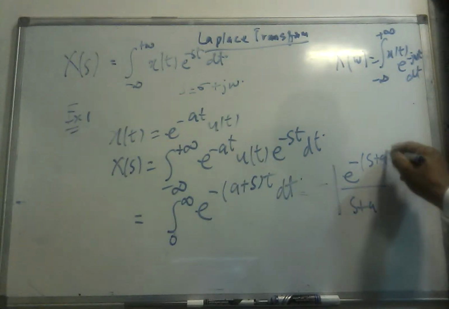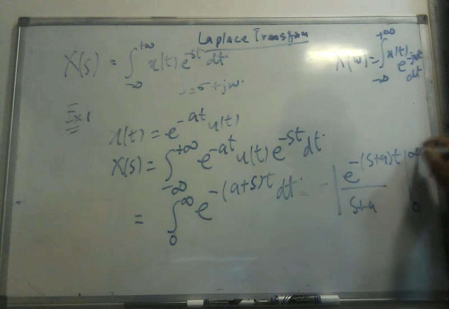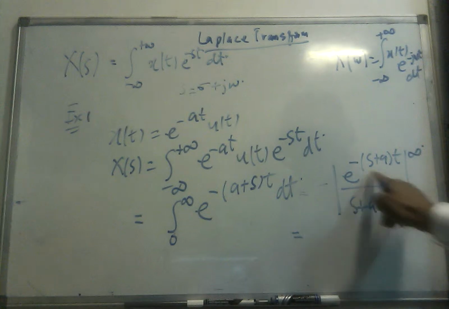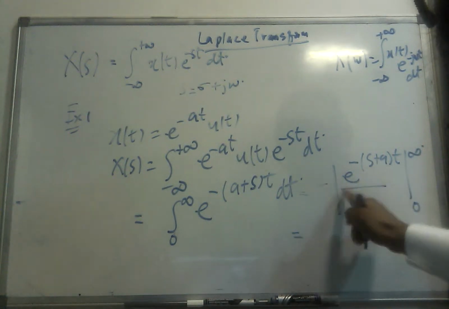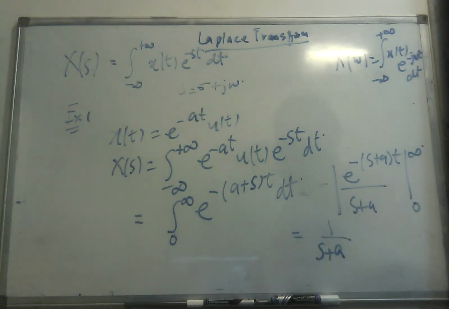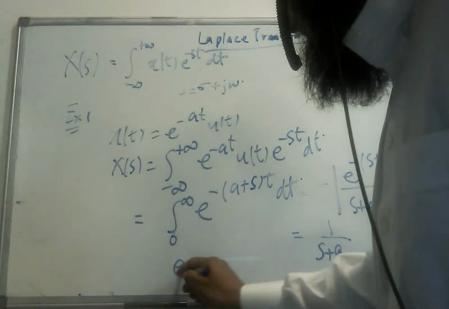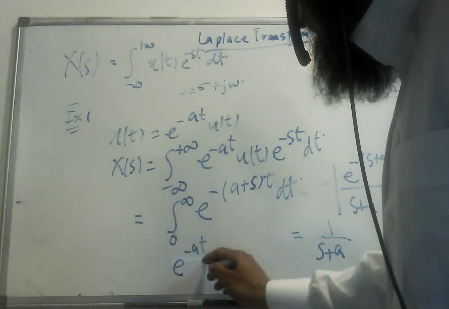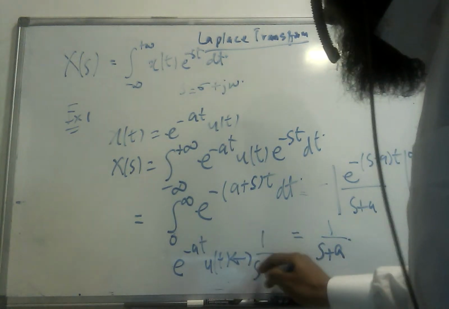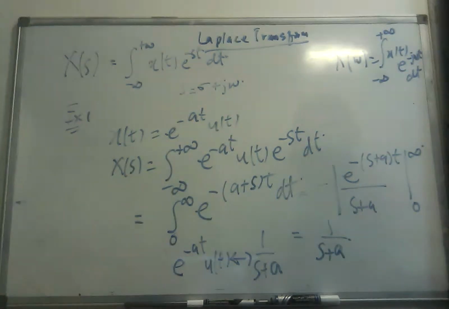So the exponent is minus s plus a times t, going from 0 to infinity. Now when I put infinity here, this will go to 0, and when I put 0, it will go to 1. So it will be 0 minus 1 with the sign, so it will be 1 over s plus a. So this is my Laplace transform. So as we did for the Fourier transform, I can also write the Laplace in the same type of method.